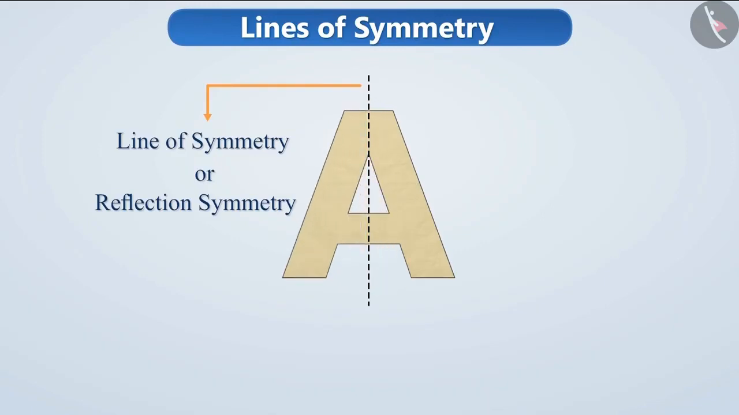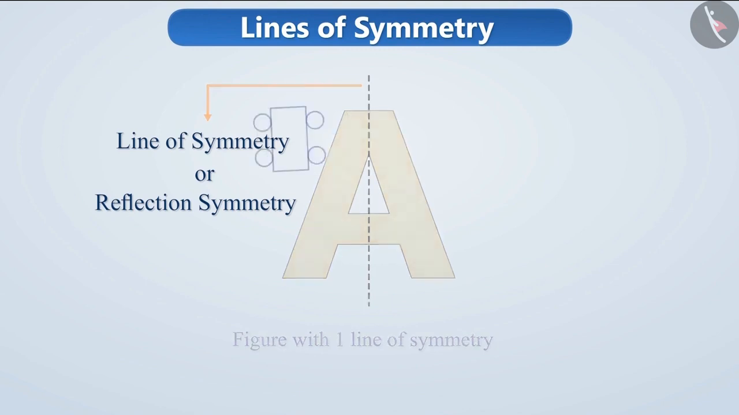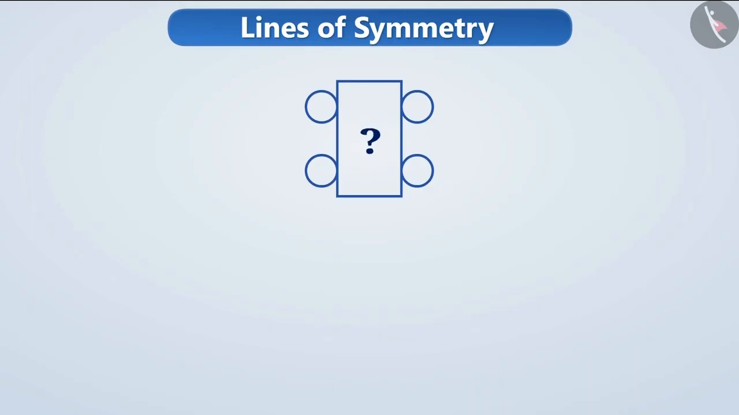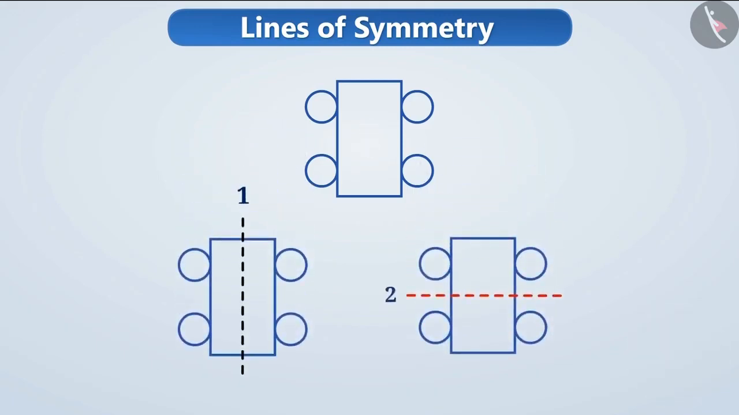By looking at the example of A, we can say that it is a figure with just one line of symmetry. But there are some figures in which more than one lines of symmetry are present. Look at this figure. Is there any line of symmetry present here? Think for a while. Correct. Here we can see two lines of symmetry, and apart from these, no other lines could be detected.